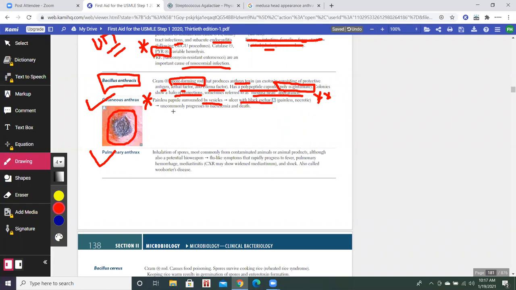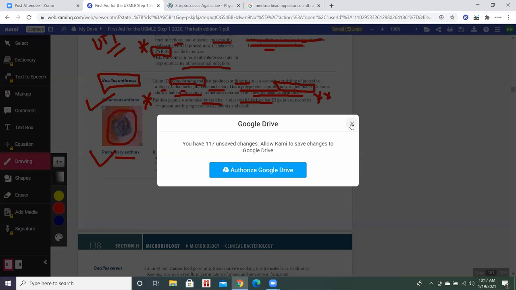And it will not progress to bacteremia and death, but this is actually contagious. That is, it can actually spread from one person to another. So that's that. Another one is pulmonary anthrax, which is more severe because Bacillus anthracis are spore forming. If they're spore forming, what are the components of the spores? Can anyone tell me really quick?